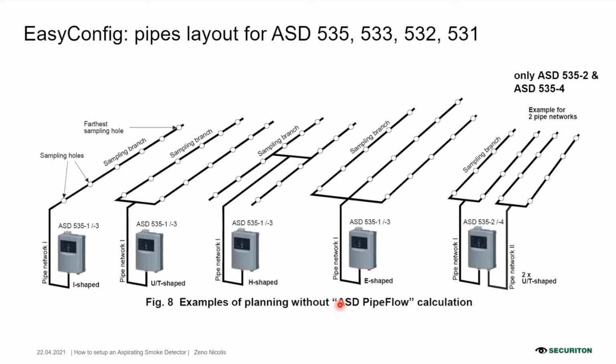So what we can see in this picture is the different standard shapes of a network. We have the I shape, that is one pipe. We have the U or T shape. We have the H shape or E shape or WT shape if we have a two-channel version, so ASD 5352 or 5354.